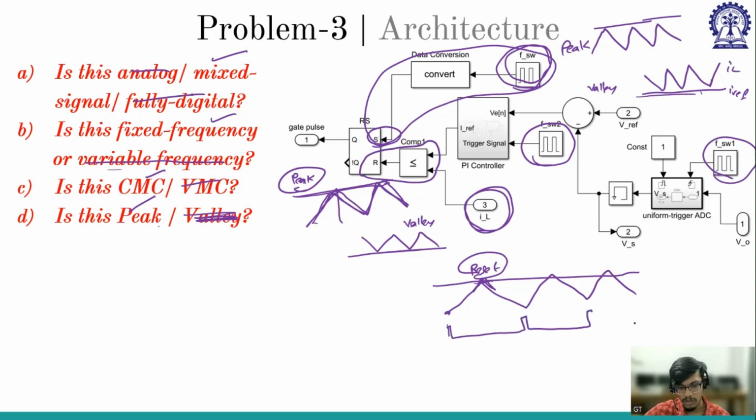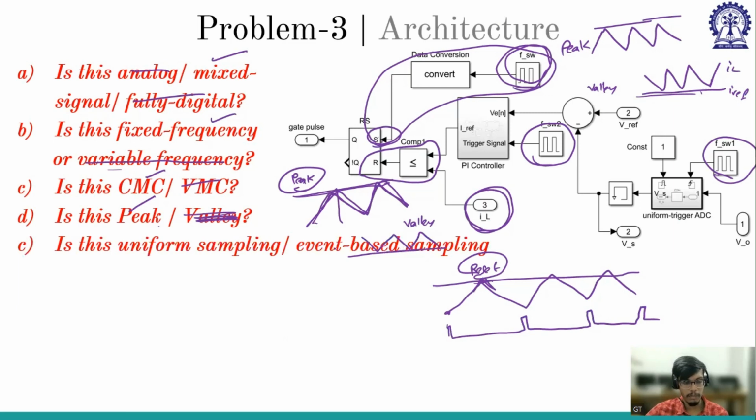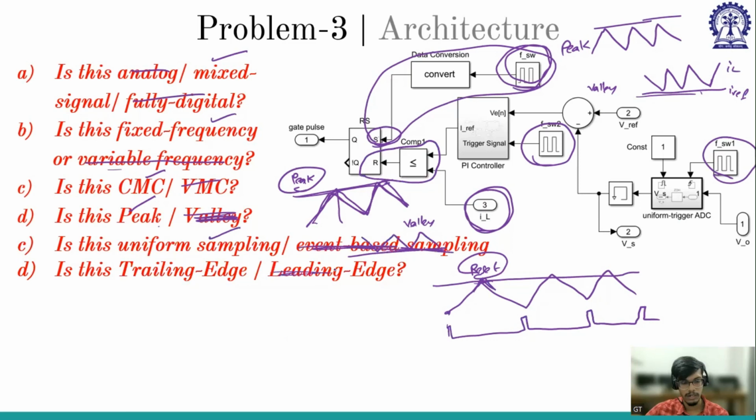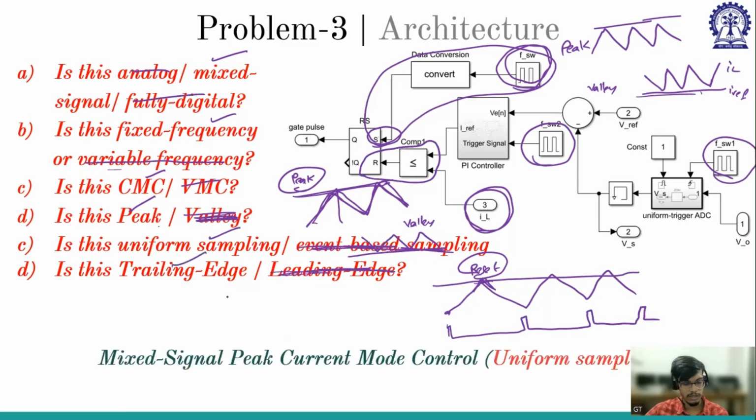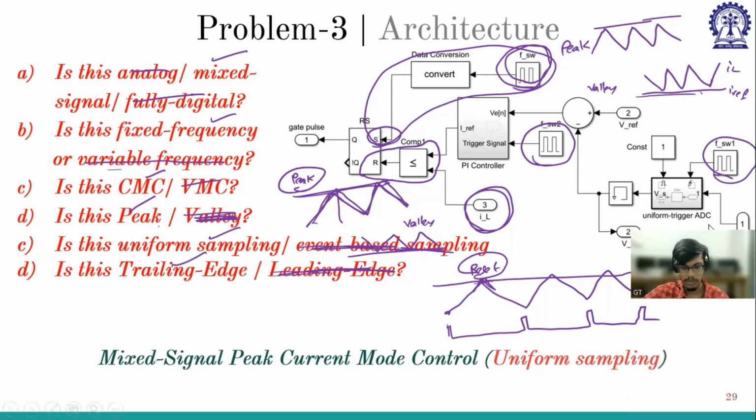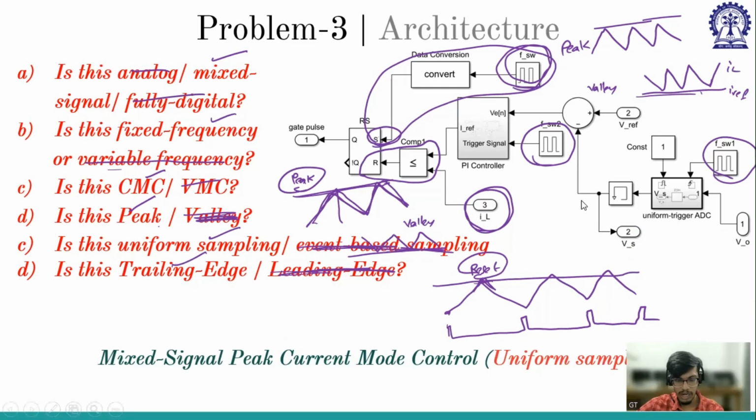Okay. So is this uniform sampling or event-based sampling? Uniform sampling. And is this trailing edge or leading edge? Trailing edge. Peak, so trailing edge. So that's why this is mixed signal peak current mode control with uniform sampling. So this is one problem. Your problems will be based on these kind of things only.